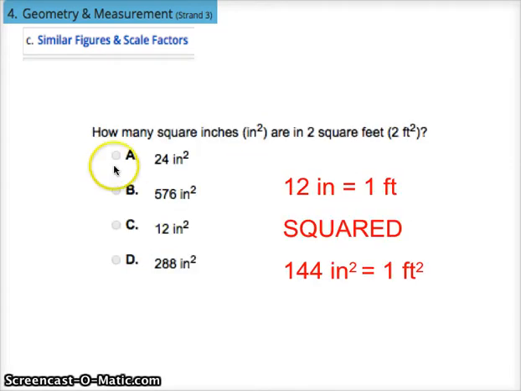The last example here says how many square inches are in 2 square feet. Again, squared. So instead of saying 1 foot is 12 inches, we're going to square them, and that would mean 1 square foot is 12 times 12, 144 square inches. Now that would go with 1 square foot. What if we want 2 square feet? Well, we take this times 2, and you get 288. The answer would be D.